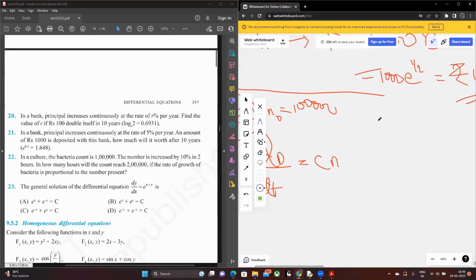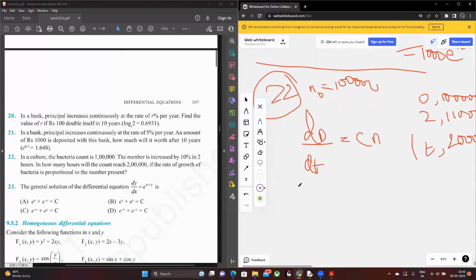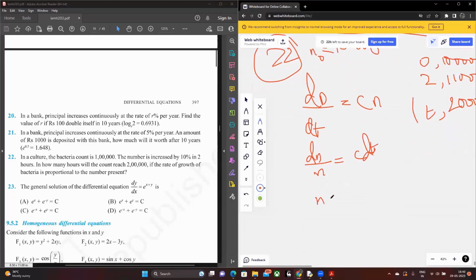So basically, you have the fact that at t equals 0, the number is 100,000. In 2 hours, the number increased by 10%, that is 1,10,000, right? And they're asking if the data point is t, 2 lakhs, they're asking what is t. Here, what we can do is basically the same as before, right? dN by N is equal to C dt. So N is equal to D e power ct.